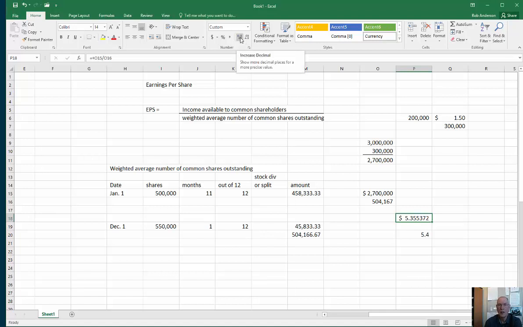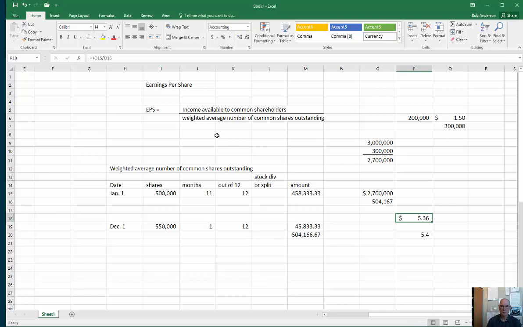So this is the number that would go at the bottom of the income statement of a company using IFRS, because under IFRS, corporations are required to disclose both basic and diluted earnings per share after their income statement's done. So that's our first little look at earnings per share, the formula to calculate earnings per share, and a really short example of earnings per share.